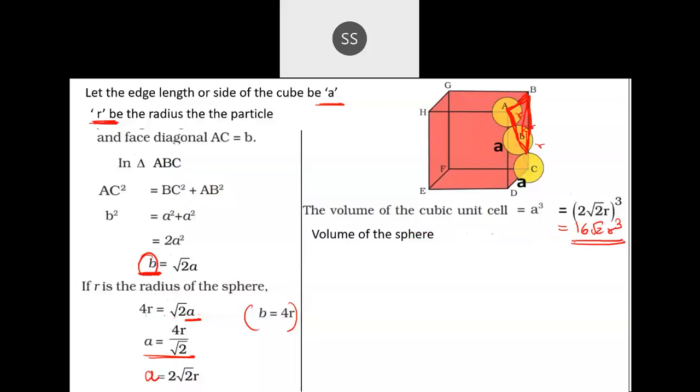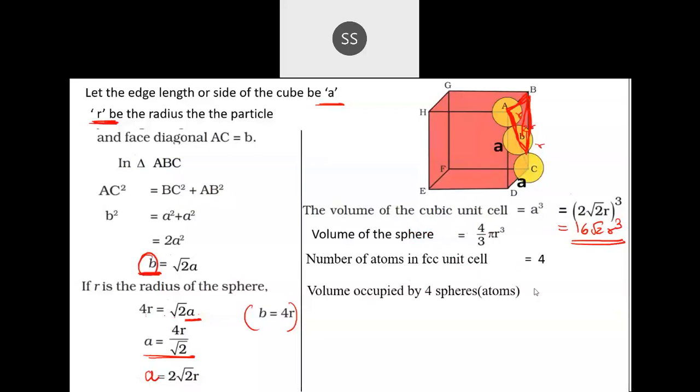Okay. This was our calculation for calculating the volume of the unit cell. Now come to the calculation of the number of atoms which are present and the volume of the sphere. So volume of one sphere is 4 by 3 pi r cube. But it is face-centered, and you know the number of atoms in an FCC unit cell is 4. 4 atoms are present in FCC.